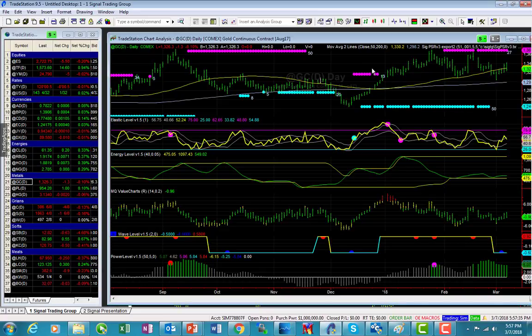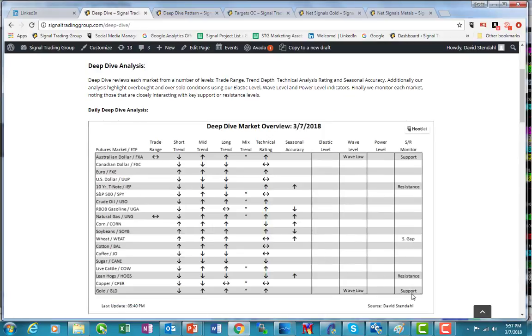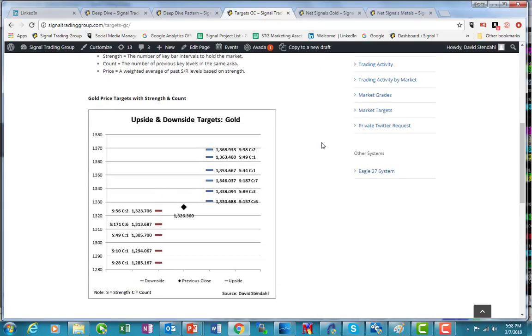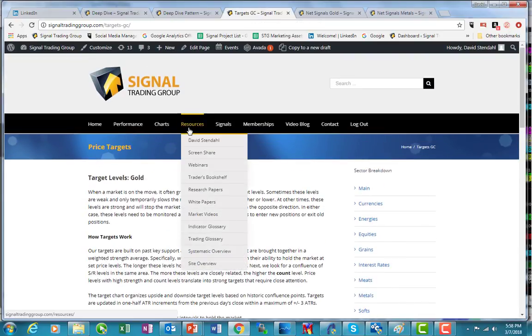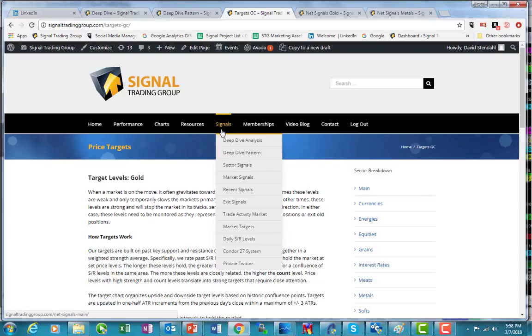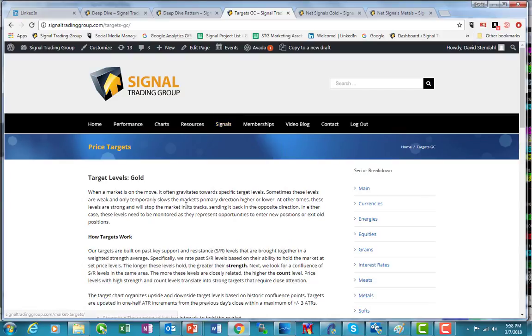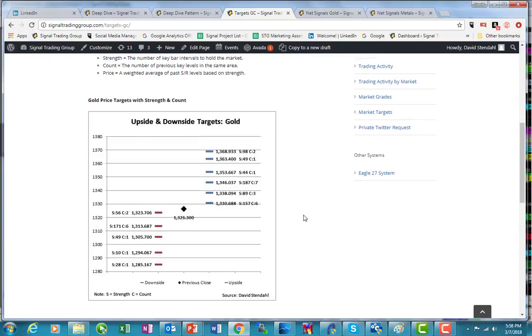Now, what I want you to understand is that this is a daily chart. We also look at weekly charts. We also look at intraday charts. So when we look at our support and resistance, what we're doing is we're grabbing data from multiple charts, multiple time frames, and we're coming up with where we think real support is across that base. So when we talk about gold and we have support to the market, I'm just going to show you specifically what we're talking about. When you go to the website, you'll find this under signals, and then market targets. Then you just go to gold and you'll see this particular chart here.